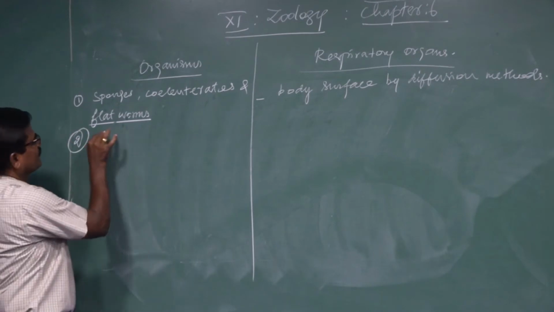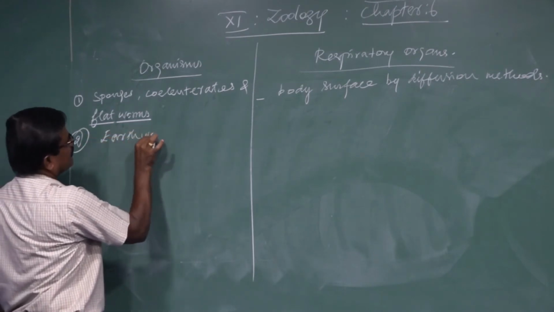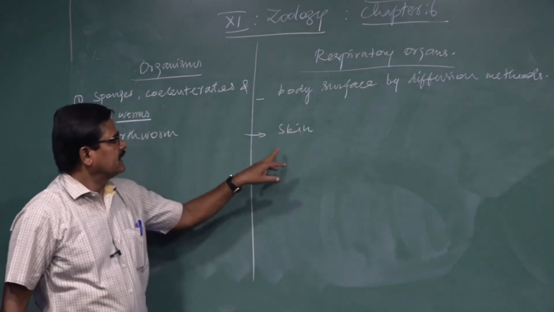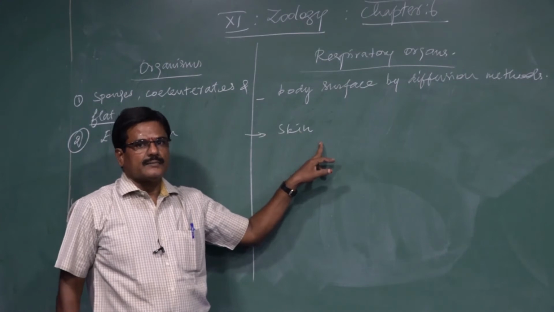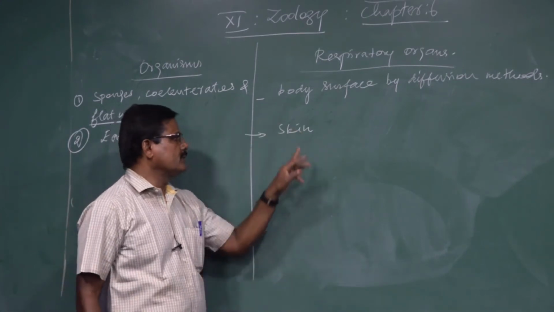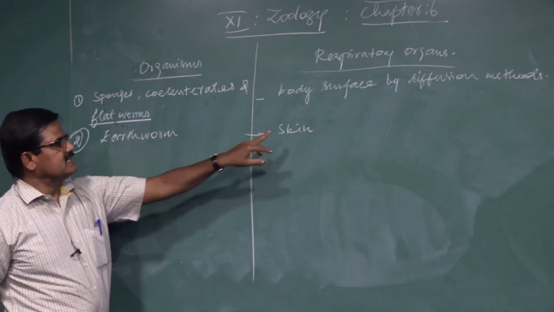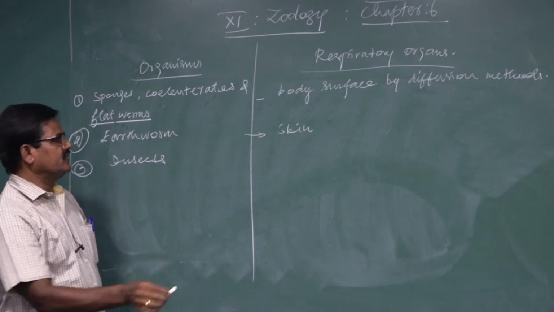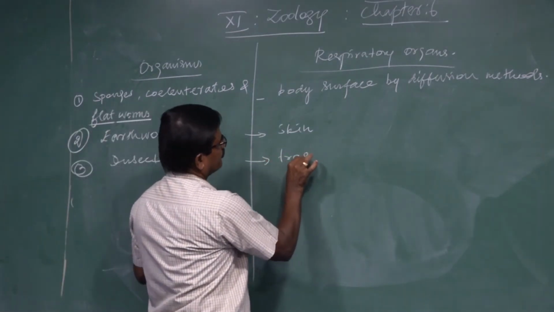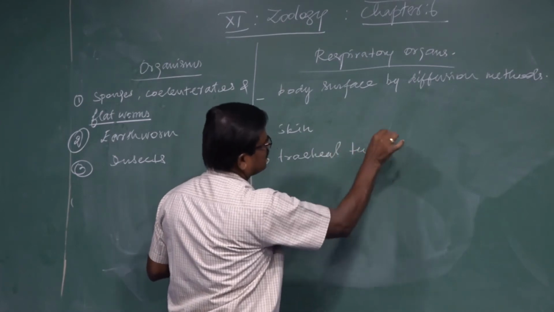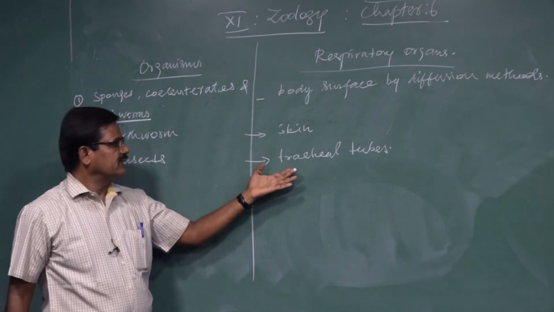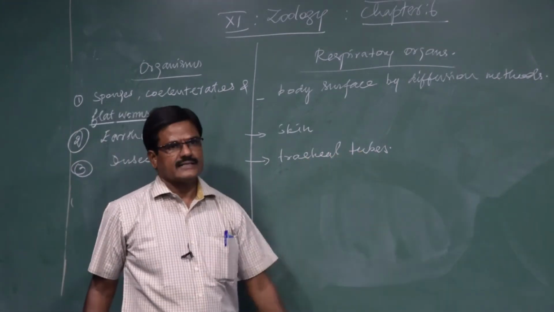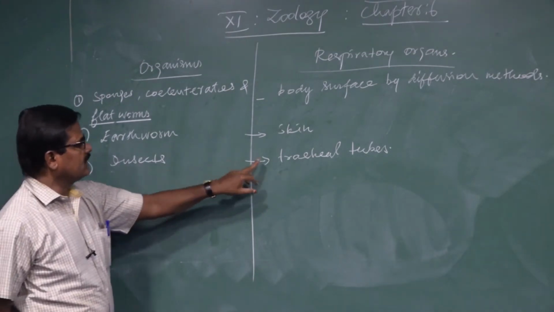Second, earthworm. The earthworm's respiratory organ is skin. The oxygen can enter through the skin into the body and the carbon dioxide is removed through the skin from the body. So the respiratory organ of the earthworm is skin. Third, insects. The respiratory organ of insects is the tracheal tube. Through the trachea, the oxygen can enter inside the body of the insects and the carbon dioxide can be expelled out through the tracheal tubes. So, insects' respiratory organ is tracheal tubes.